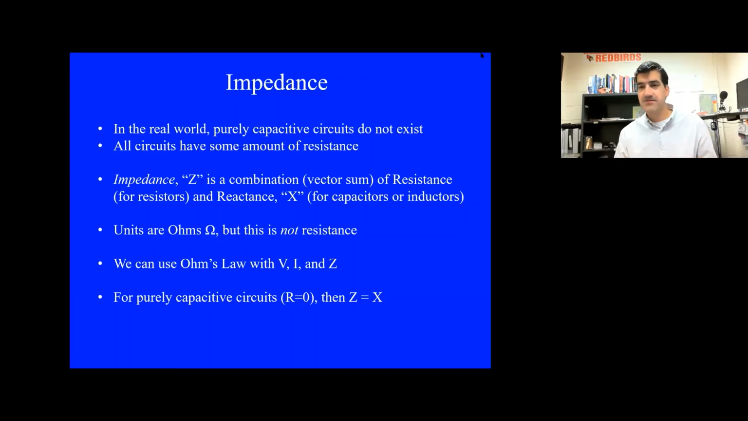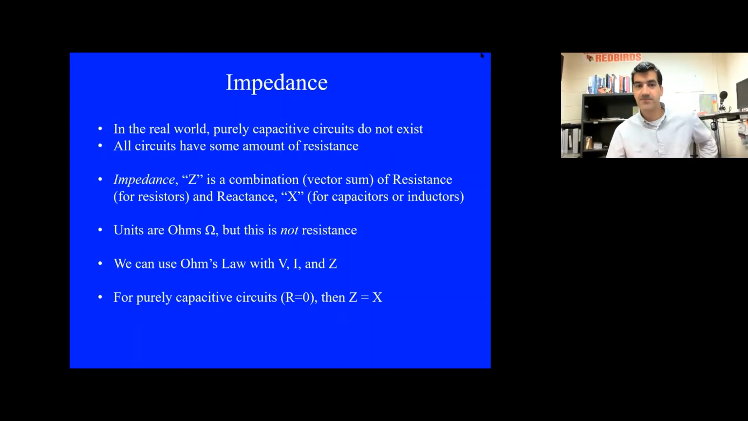We're not going to talk too much about vectors, but what you should think about is that this forms a triangle. The horizontal part of the triangle is the resistance, R. The vertical component of the triangle is the reactance, X, and then the hypotenuse of the triangle is the impedance, Z. All right, so once again, the horizontal part of the triangle is the resistance, R. The vertical part of the triangle is the reactance, X, and the hypotenuse part of the triangle is the impedance, Z.